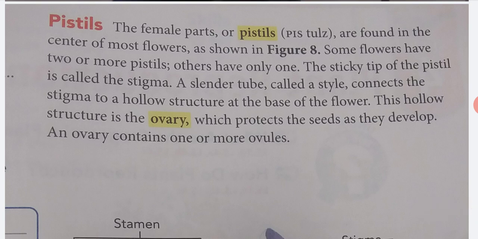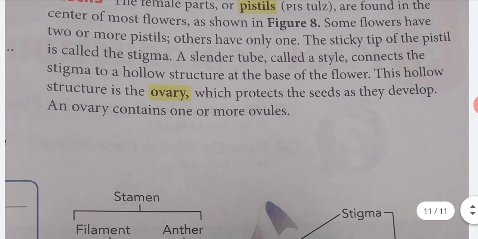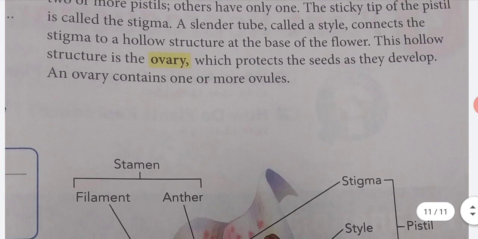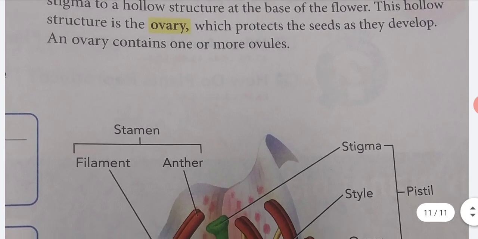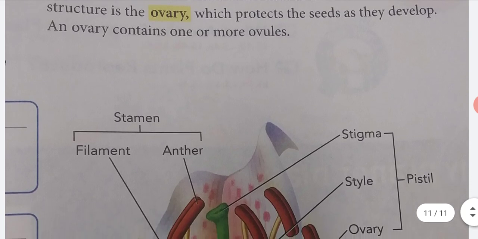Pistils. The female parts, or pistils, are found in the center of most flowers, as shown in Figure 8. Some flowers have 2 or more pistils. Others only have 1. The sticky tip of the pistil is called the stigma. A slender tube, called a style, connects the stigma to a hollow structure at the base of the flower. This hollow structure is the ovary, which protects the seeds as they develop. An ovary contains 1 or more ovules.